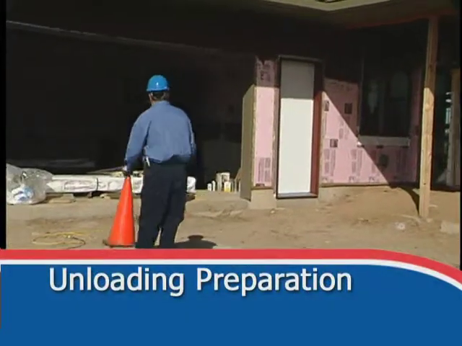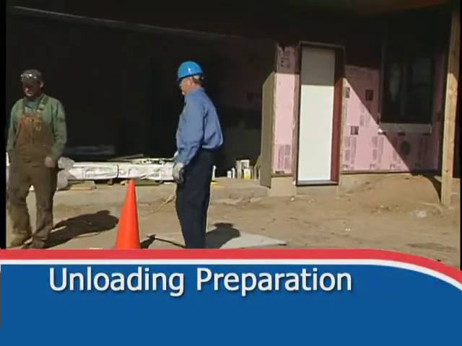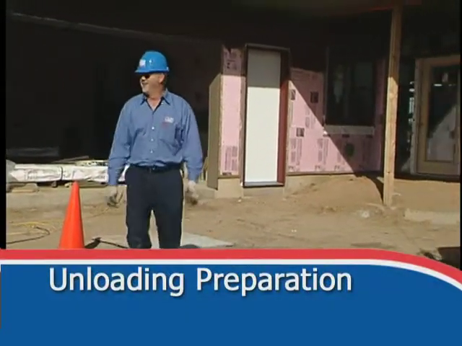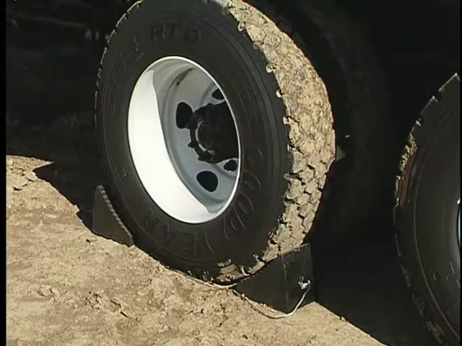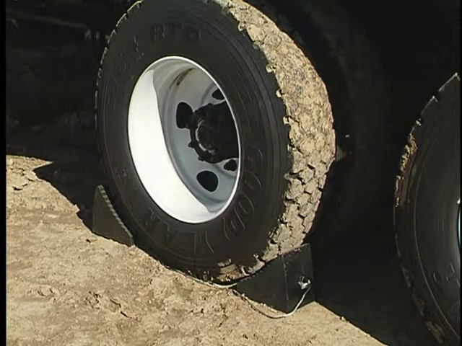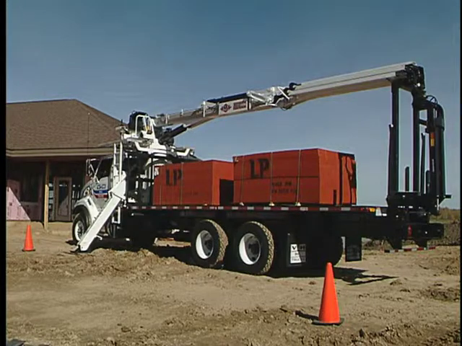Now let's review unloading procedures. Before you unload, all basic safety and site setup procedures should have been done. The crane should be parked on a flat, stable surface, clear of power lines, with outriggers firmly planted on both sides of the truck, and a safety zone established.